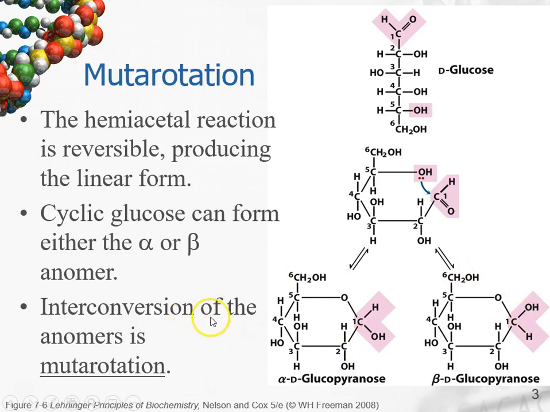So what this means is that if we had the alpha, we could go back to the straight chain form and then we could form the beta. So you can interconvert easily between these anomers. That phenomenon is called mutarotation.